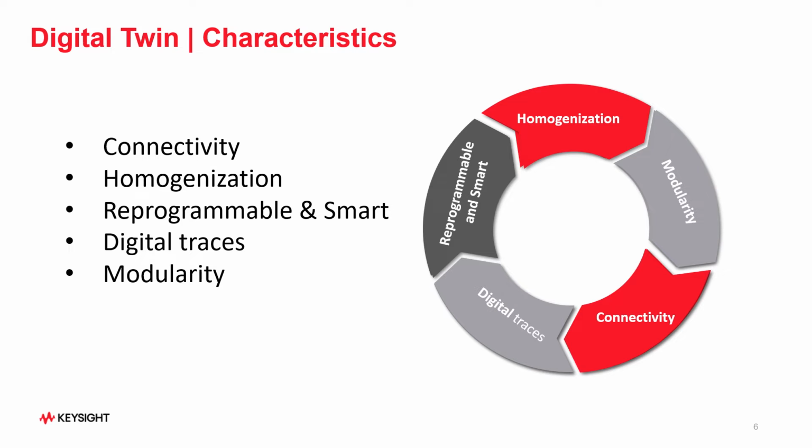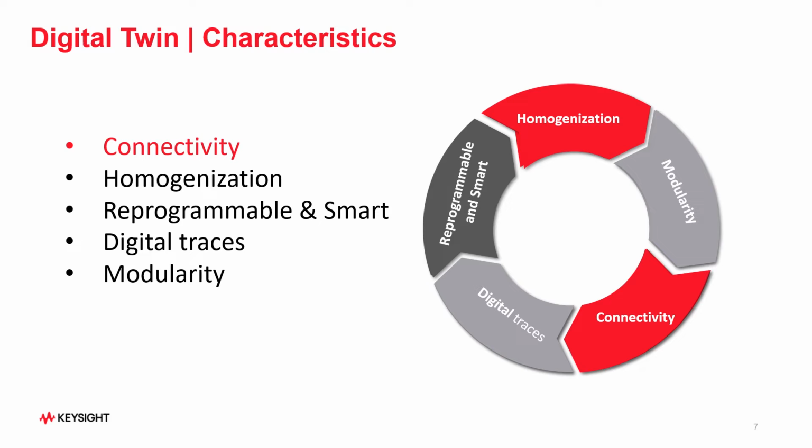Now, let us understand the various characteristics of digital twin technologies that distinguishes digital twins from other technologies. The typical characteristics which we will delve in further detail with respect to digital twins involve connectivity, homogenization, reprogrammability and smartness, digital traces, and modularity. Let us now understand each of these characteristics in greater detail.